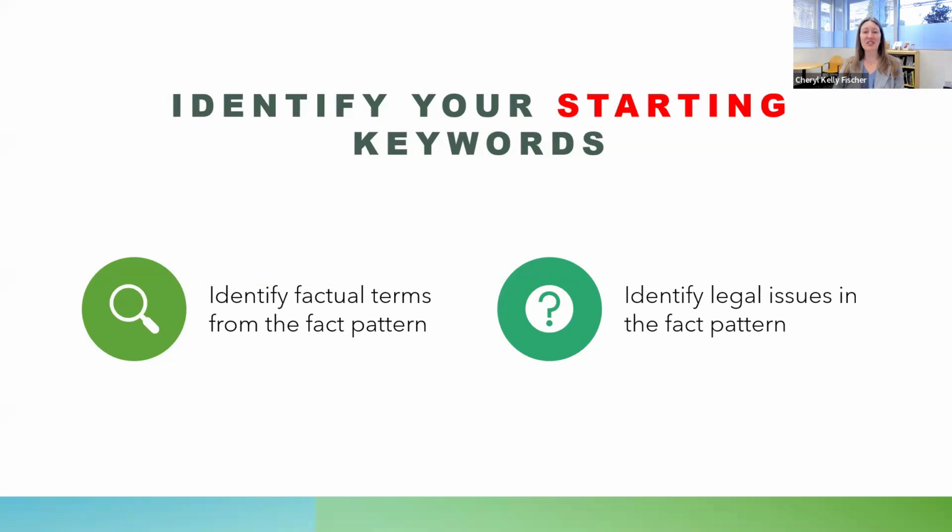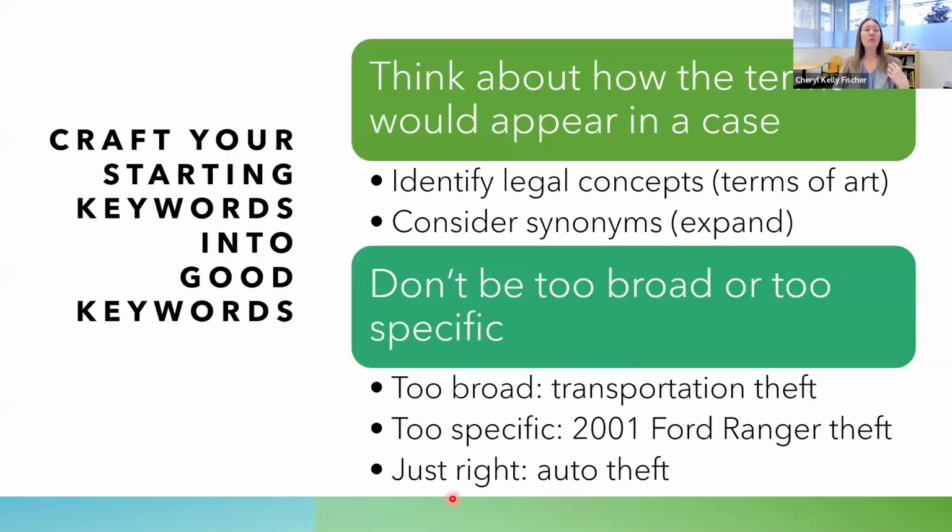First, you're going to select your starting keywords, not your final ones, but your starting ones. You're going to pull the factual terms right out of the fact pattern. You're going to pull your legal issues right out of the fact pattern, or for wherever you're getting your assignment, the hypo, here in class, the complaint, the client intake interview, wherever. Pull those starting terms out and then really look at them. How can you make them better as keywords? You're going to craft them into better keywords.